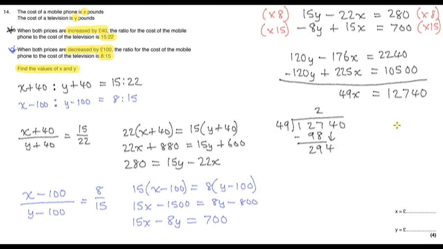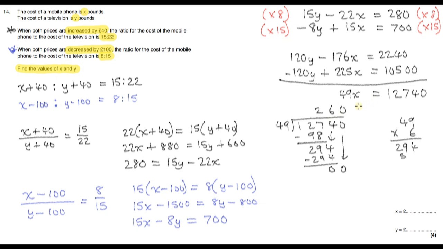Let's just double check. So 49 times 6. 9 times 6 is 54. 4 times 6 is 24, plus 5 is 29. It goes exactly. So it's exactly 6 times. 6 times 49, we just worked out, is 294. So if we subtract, we get 0, bring down the 0, 49 goes into 0 times.